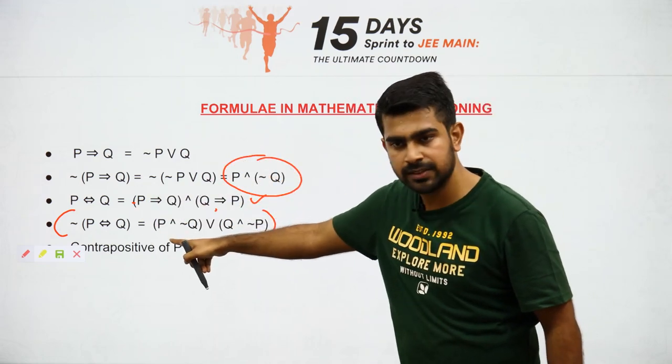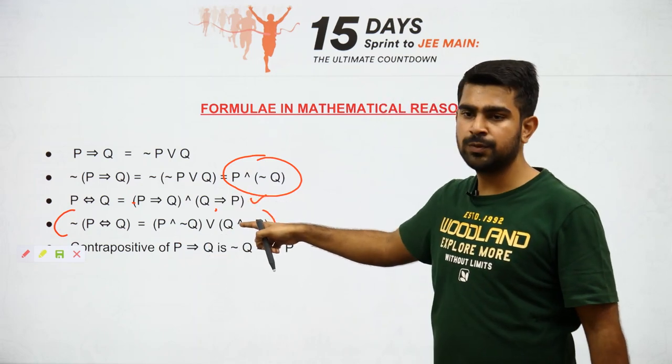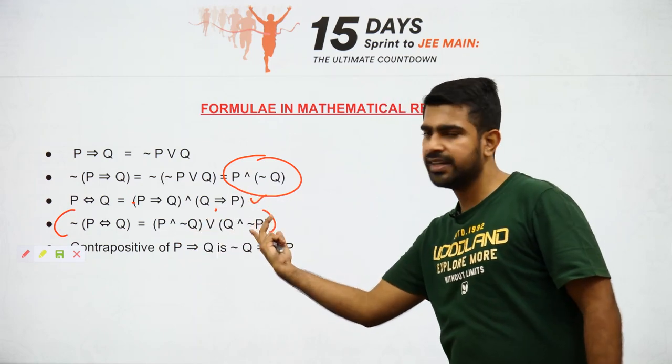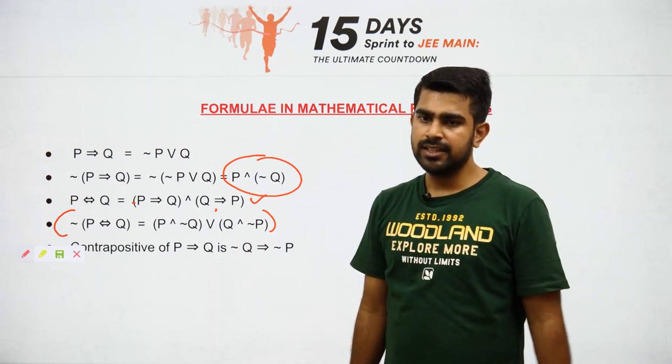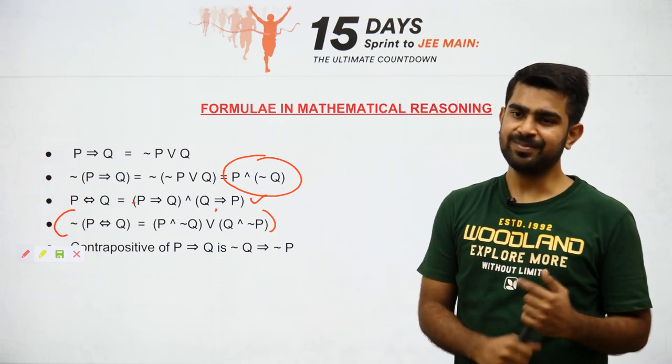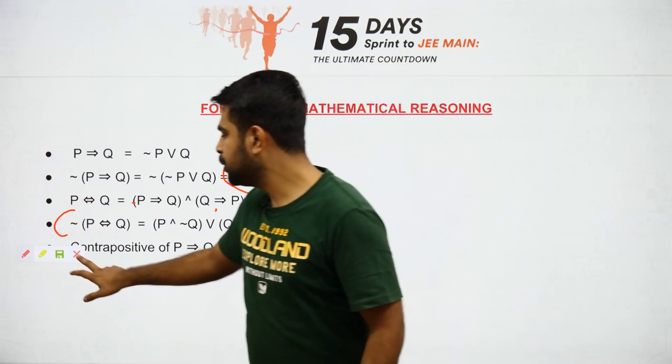I already derived an expression. I will use it here. And similarly, Q implies P. Negative of that will be the same way, but Q and P will be interchanged. Is that okay, guys? Everyone? So that is how you do it.